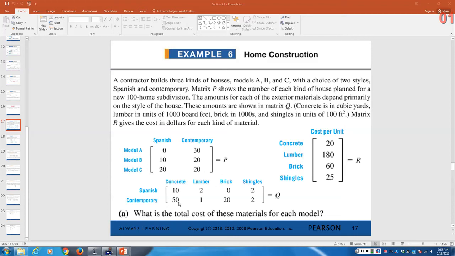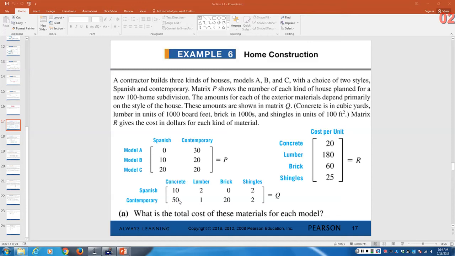And then when he's considering these costs, he needs to consider for each style of house, this is his cost for the unit, but this is how many he actually needs for each style of house. So for the Spanish house, he needs 10 units of concrete, 2 of lumber, no brick, and 2 units of shingles. He also needs 2 units of shingles for the contemporary, but 20 units of brick, 1 unit of lumber, and 50 units of concrete.